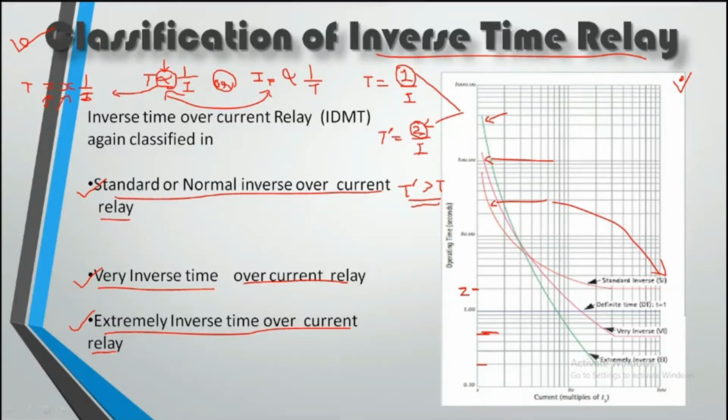The second one, the pink line, is called the very inverse kind of overcurrent relay graph. And the third one, which is getting settled very low, is called the extremely inverse overcurrent relay graph. Now, why is it so? Try to understand that for the standard inverse, the inverseness is not that much, right? As your current increases, it does not change as fast.